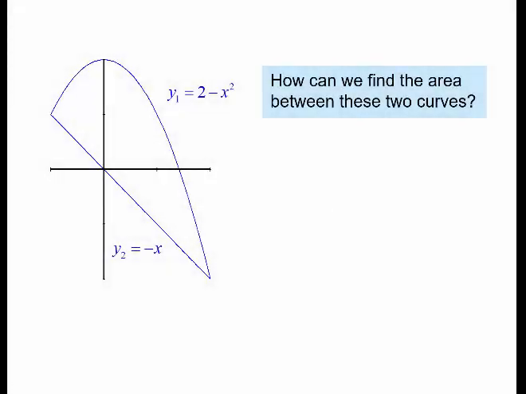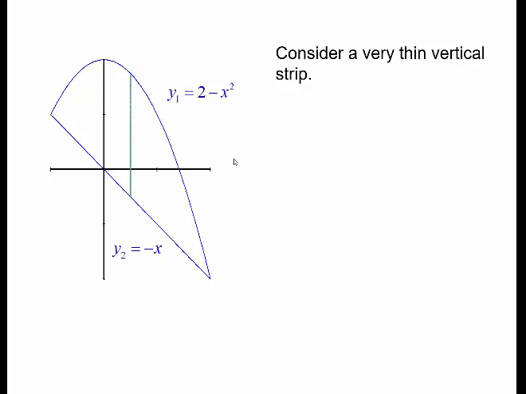All right, so let me walk you through a little bit of theory on this one, again, just to rehash. How can we find the area between these two curves? I've got y1, which looks like this. It's a parabola that opens downward, and I've got a line right here. The process is to consider a very thin vertical strip like this. The length of this strip is the top curve minus the bottom curve, and it's ever changing, depending on what x is.